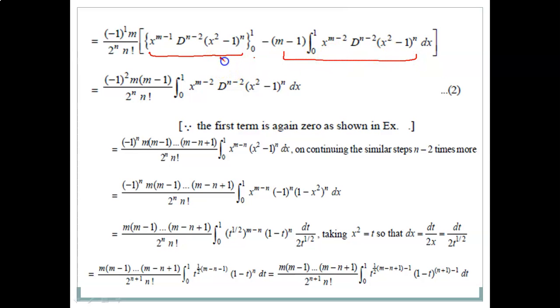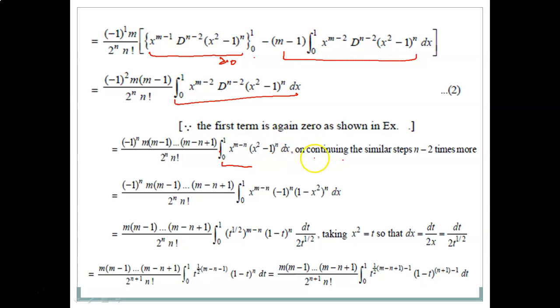This term again will be 0, and when you take this term and multiply the whole thing outside here, we get minus 1 raised to power 2m into m minus 1 divided by 2 raised to power n factorial, and this integral again. Now the first term is again 0, as shown in exercise 2 here.